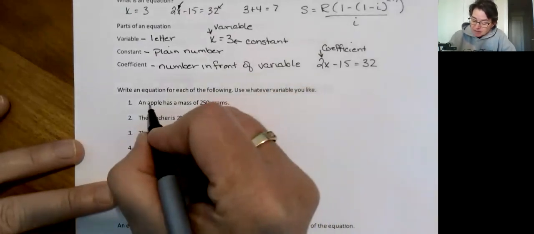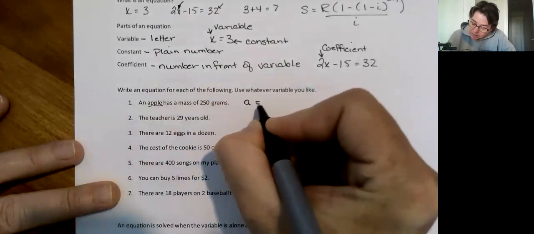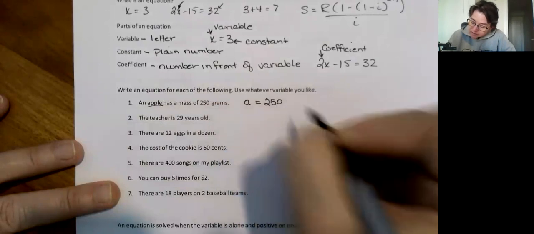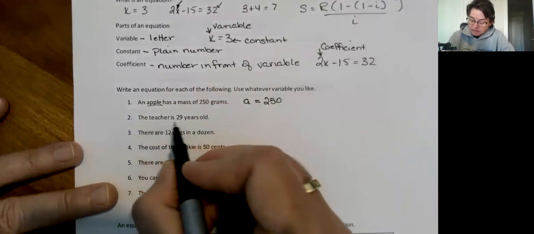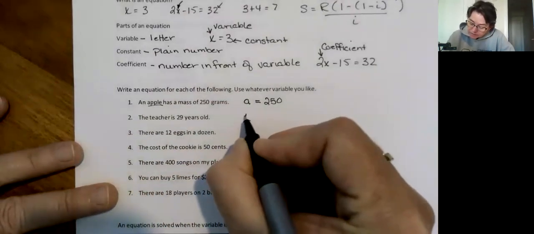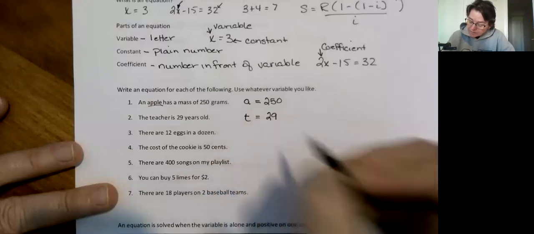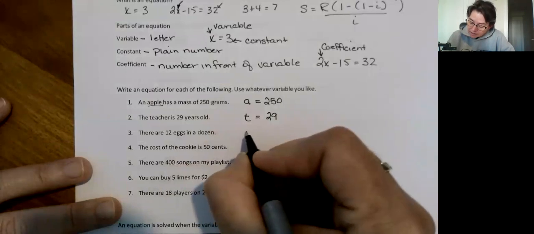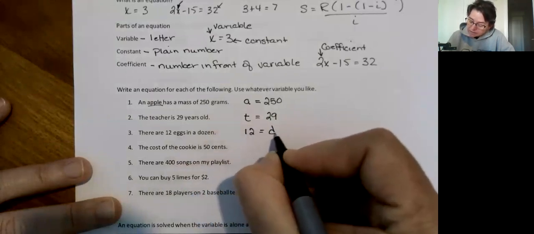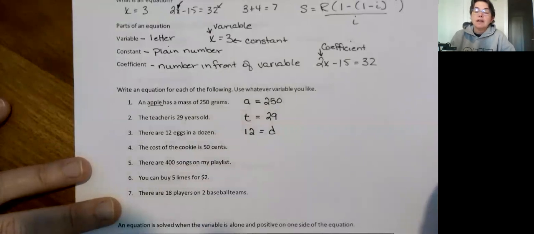Anyway, so I'm going to say an apple equals 250. That's an equation. That's all we need. So the teacher is 29 years old. So the teacher is 29. I'm going to do the next one, and then I'm going to let you work on your own because I wanted to show you something here, because equations can also start off with a number and have the letter at the back. So basically the left and right sides can be switched, but most people are just much more comfortable with the letter first.